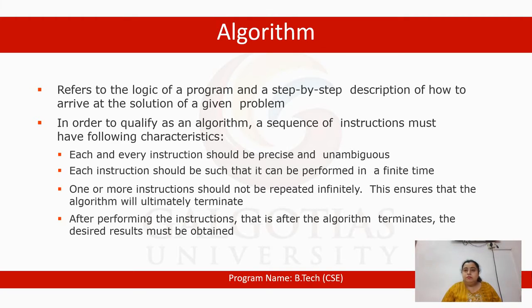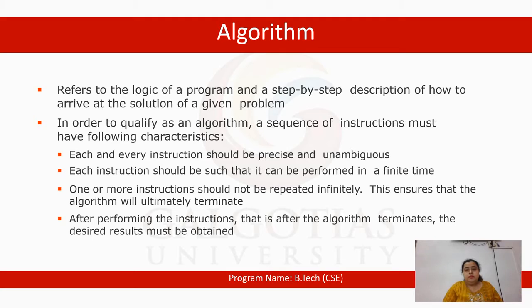So an algorithm must have an input, must have an output, must have some set of instructions that need to be completed in finite time. None of the instructions needs to be repeated infinitely. We must ensure that after the algorithm terminates, the desired result must be obtained. If we are not getting a proper output, then the algorithm is of no use at all. So every algorithm must have input, output, and a finite set of instructions. These are the three most important things that need to be there in an algorithm.